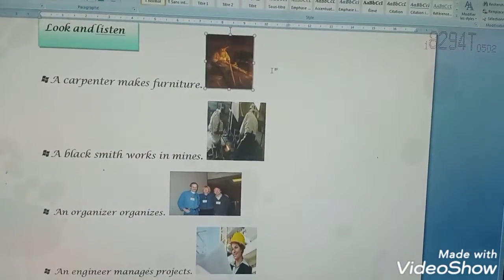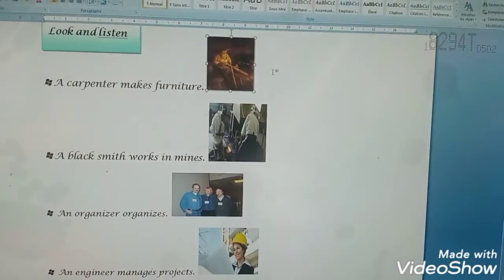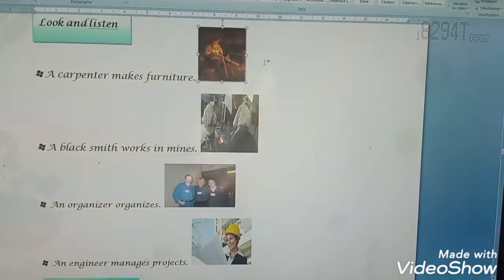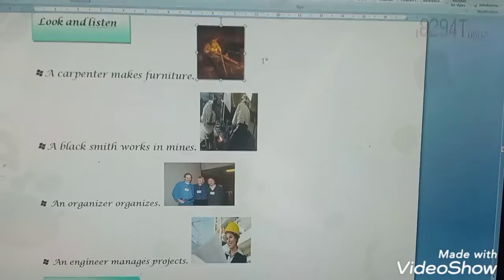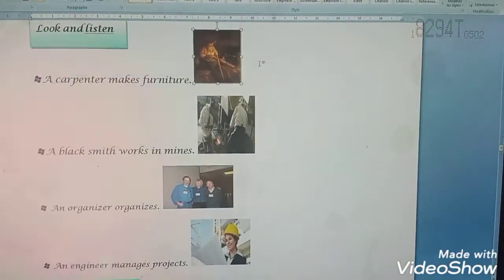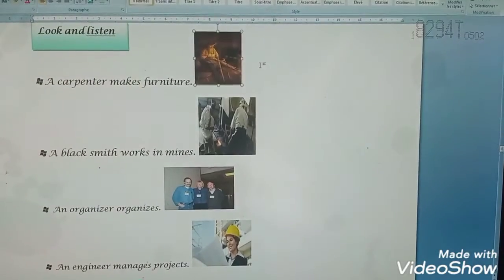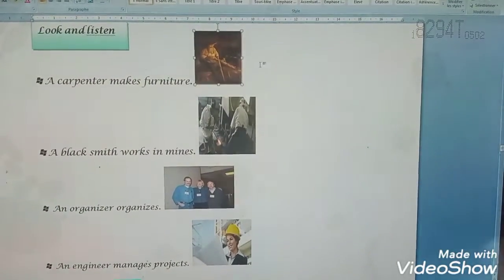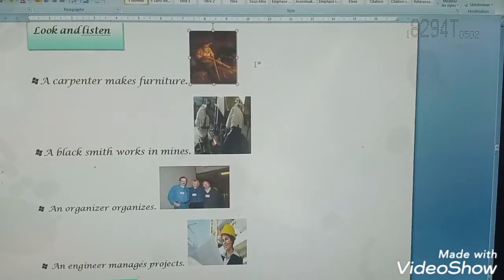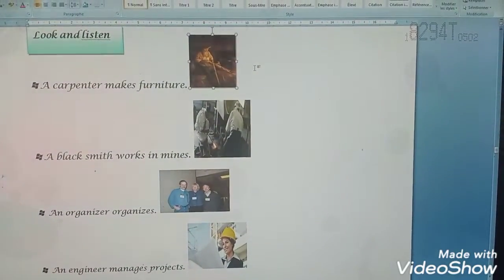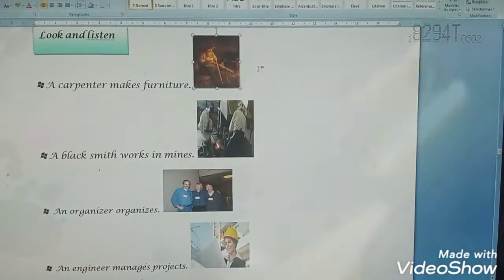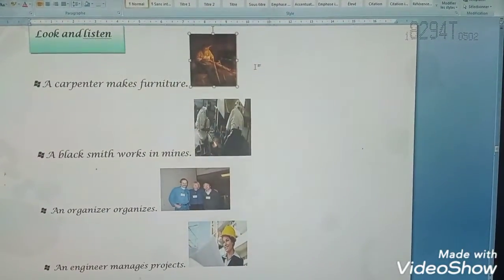So look and listen. A carpenter makes furniture, النجار يصنع الأثاث. A blacksmith works in mines, المنجمي يعمل في المناجم. An organizer organizes, المنظم ينظم. An engineer manages projects, المهندس يدير المشاريع.